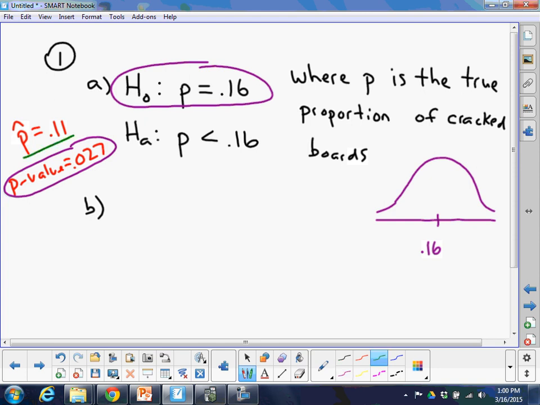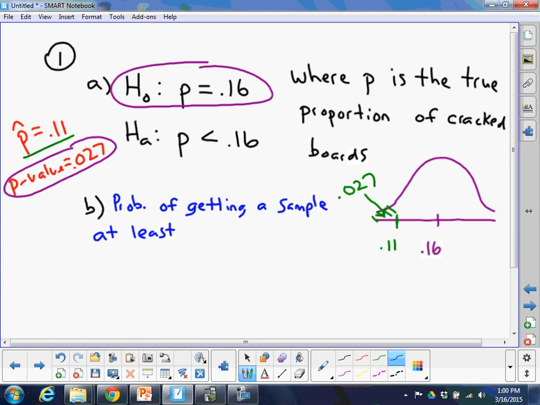So we took a sample of however many, I don't even think they told you, and your sample value came out to be here. Now the p-value is that area in the tail there. That value is 0.027, just 2.7% of the time you will get a sample as extreme or more than what you got. So that's the interpretation. It's basically the probability of getting a sample at least as extreme as ours.